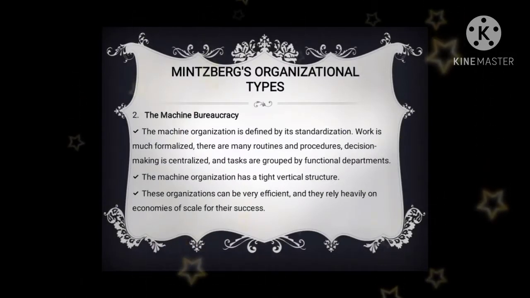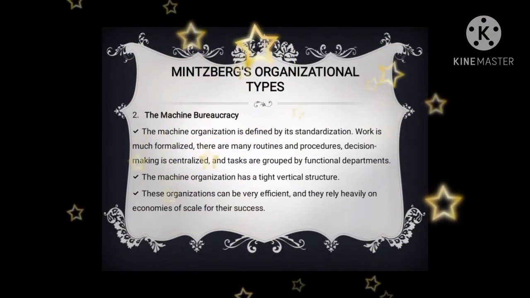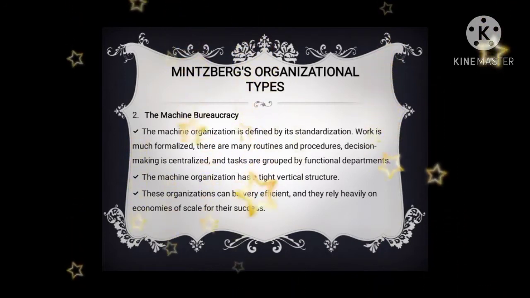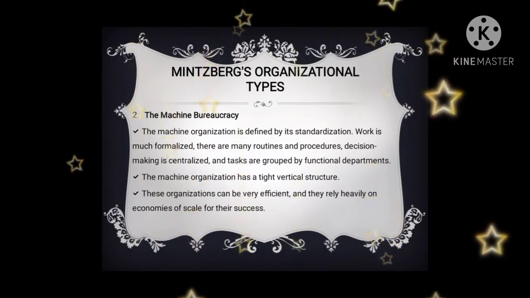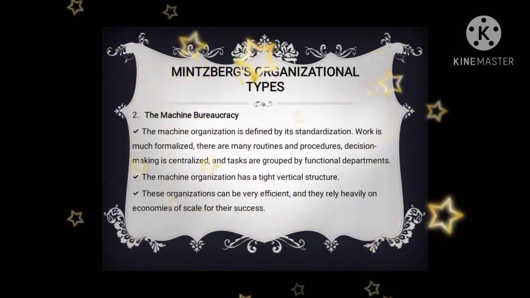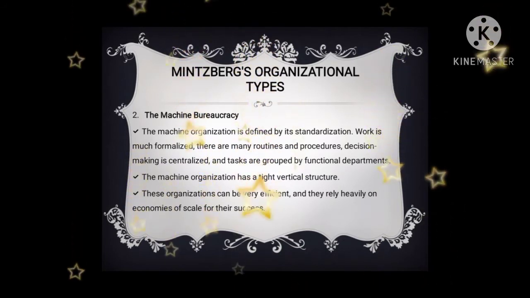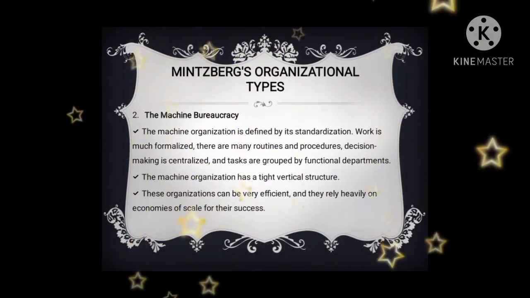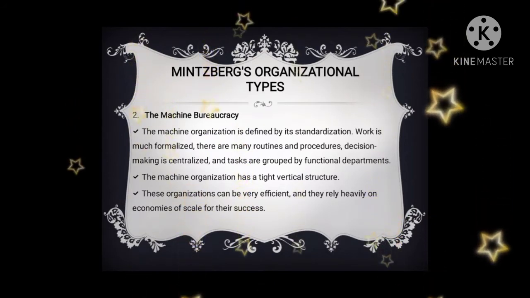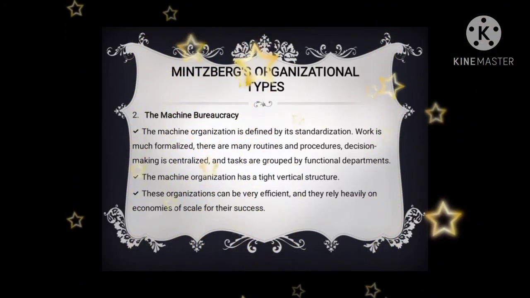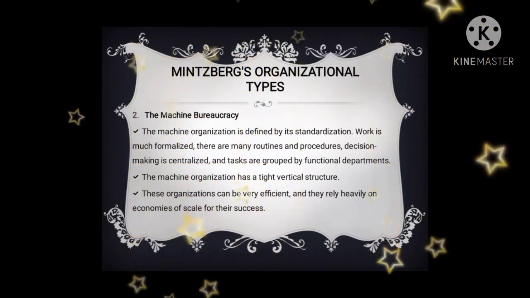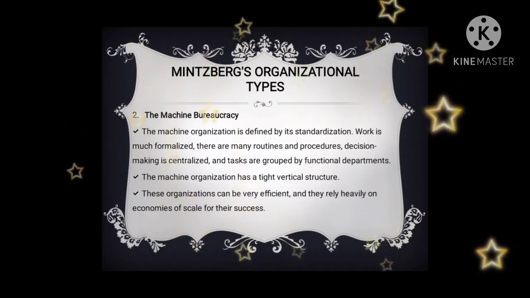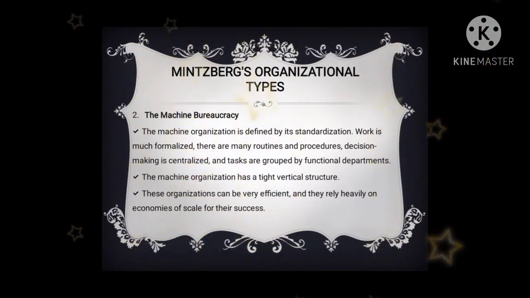Second, we have machine bureaucracy. The machine organization is defined by its standardization. Work is much formalized. There are many routines and procedures. Decision making is centralized, and tasks are grouped by functional departments. The machine organization is a tight vertical structure. Functional lines go all the way to the top, allowing top managers to maintain centralized control. This organization can be very efficient and they rely heavily on economies of scale for their success.